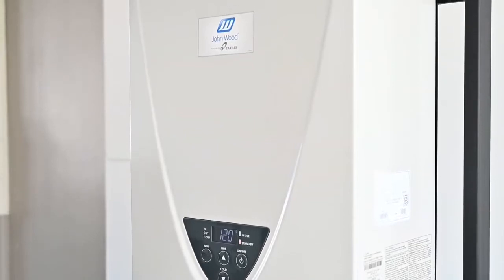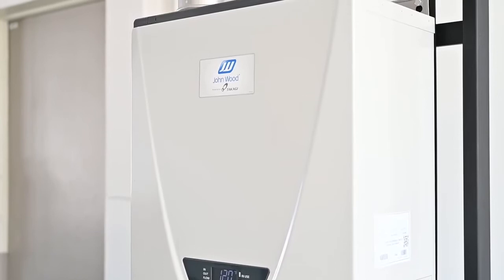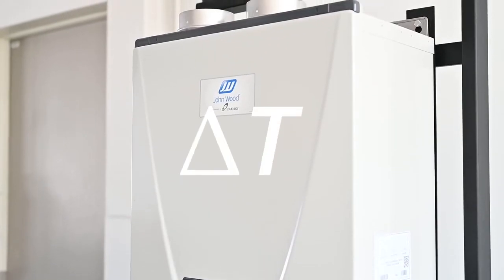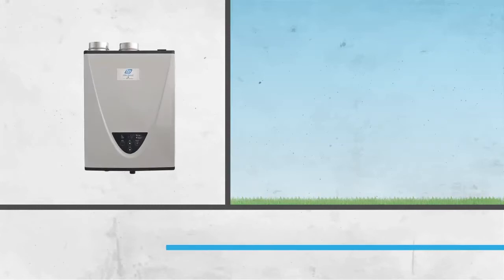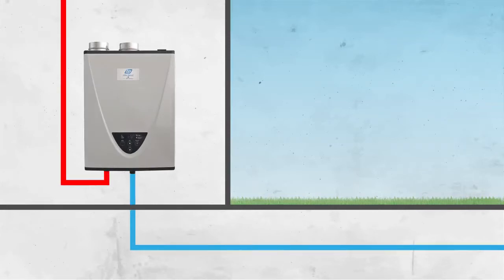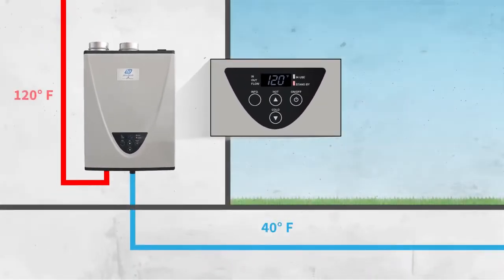To choose the proper size of tankless water heater, you must first determine the water temperature rise, or delta T, and the maximum flow rate needed for the home. The temperature rise is the difference between the incoming groundwater temperature and your water heater's set point temperature. For example, if the groundwater is 40 degrees and the standard set point is 120 degrees, you will have a temperature rise of 80 degrees.